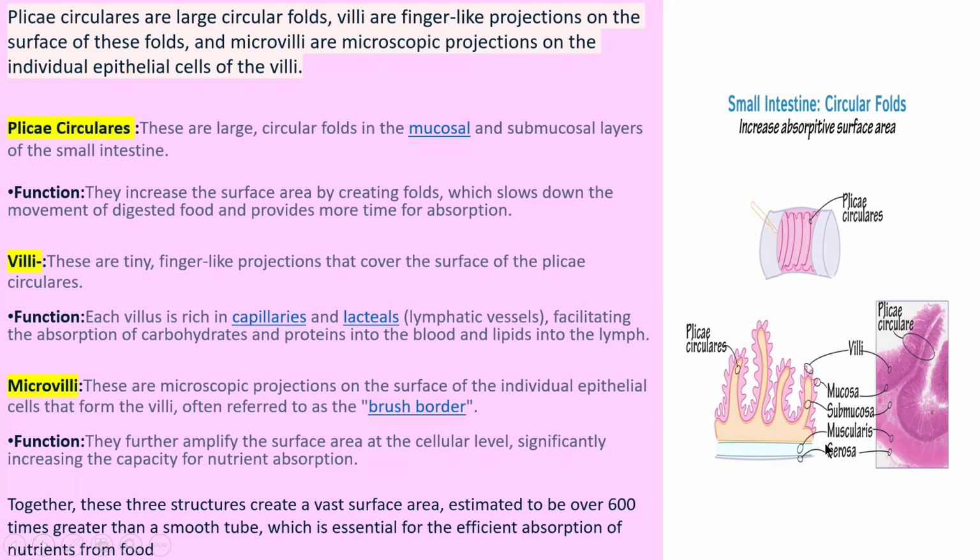So an image is given showing plicae circulares, villi, and above that the microscopic projections on the individual epithelial cells of the villi, which are microvilli. Plicae circulares are large circular folds present in the mucosa and submucosa layers of the small intestine. Very important point. Their function is to increase the surface area by creating folds.